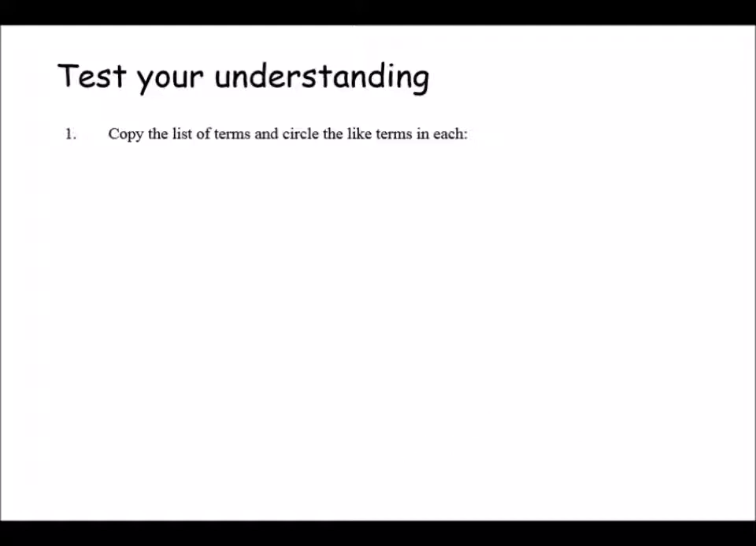Right, now we're going to see how much you understand. So the first thing we're going to do, copy the list. So now we've copied the list and we have to circle the like terms in each expression or each list. There's an a term, there's an a term. So your a and your 8a are like terms.